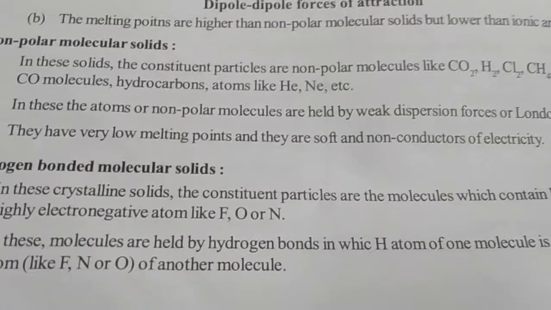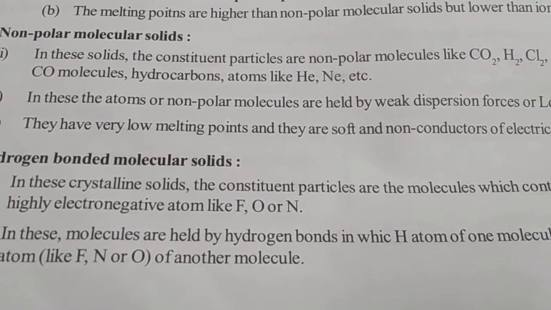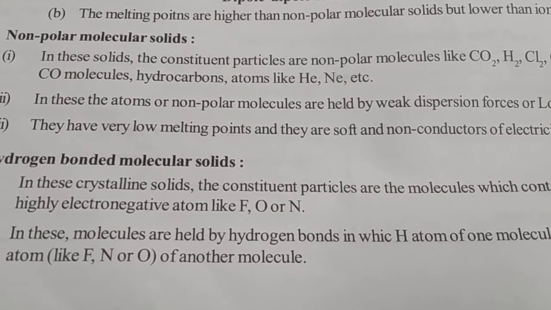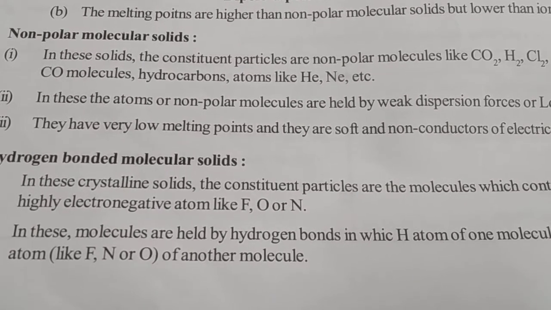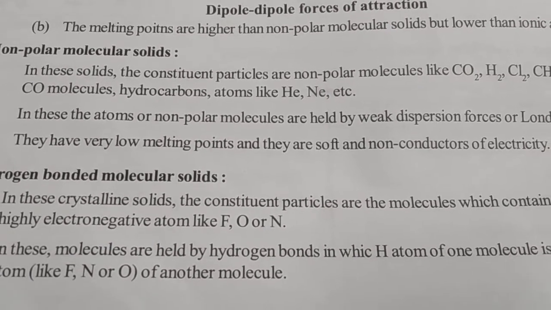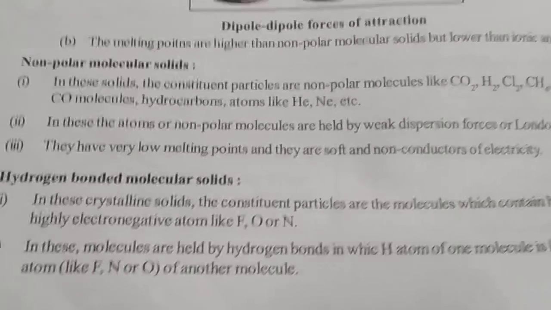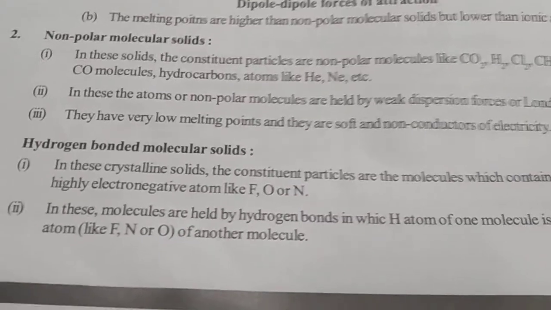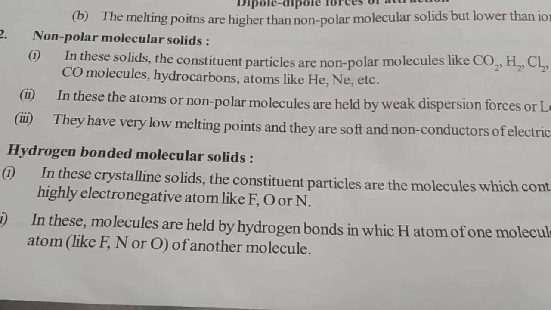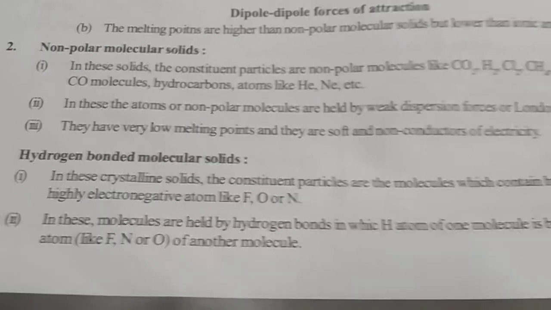Why only these three atoms? Because these three atoms are very highly electronegative. Fluorine is the most electronegative element in the periodic table, and then nitrogen and oxygen are below that. So these three are highly electronegative elements, and therefore they make hydrogen bonds with hydrogen.